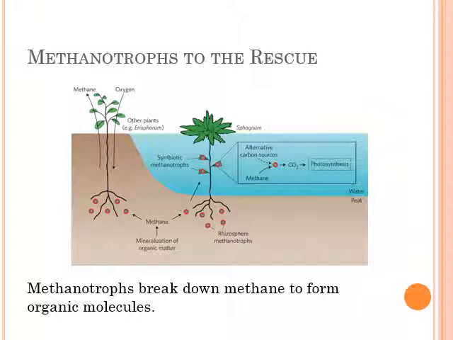So you get a balance. The methanogens build methane, the methanotrophs eat it. And as long as everything stays in balance, the climate's fine. It's where that balance is lost that you end up getting a buildup of greenhouse gases or a loss of greenhouse gases, either of which can be dangerous.